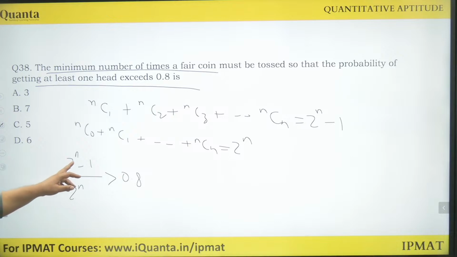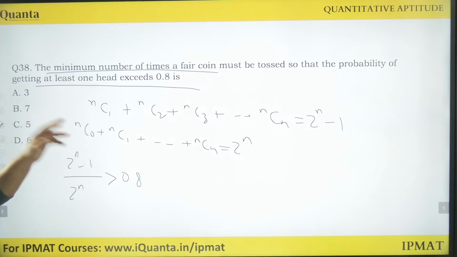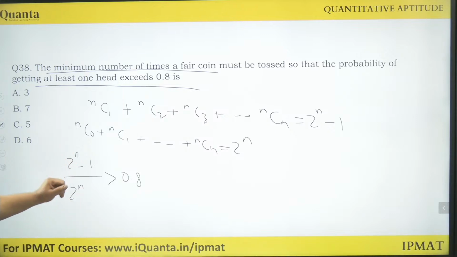If I put n as 1, what do I get? I'll get 1 by 2. बड़ा है क्या 0.8 से? नहीं है. If I put n is 2, so 2 square, 4 minus 1 is 3. 3 by 4 is 0.75. बड़ा नहीं है. If I put 3, 2 cube is 8 minus 1 is 7. 7 by 8 is 0.875. बड़ा हो गया. Answer is 3. Cool. Interesting question, isn't it? समझ में आ गया? Easy one.